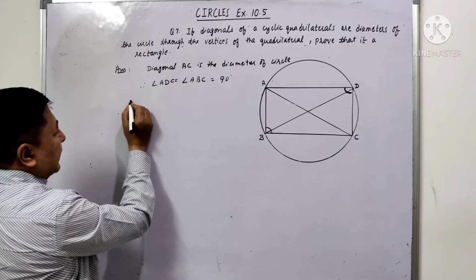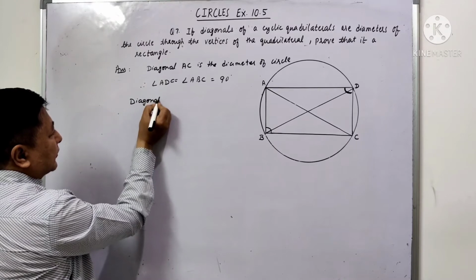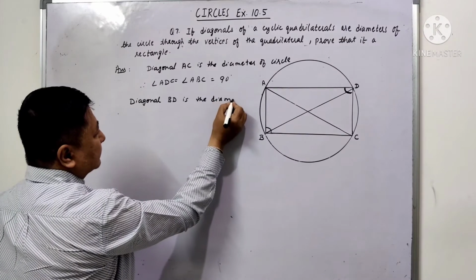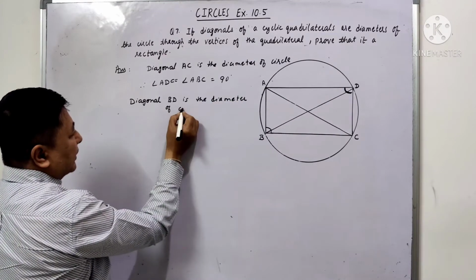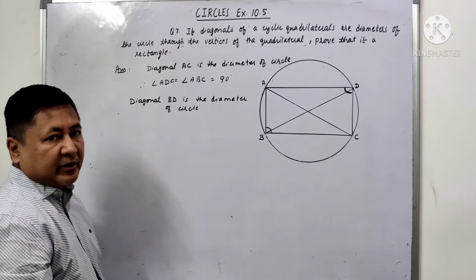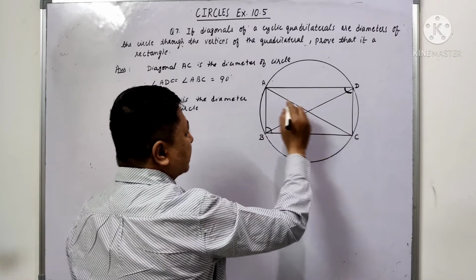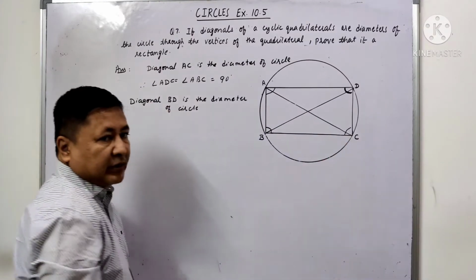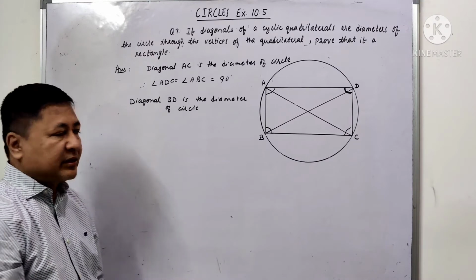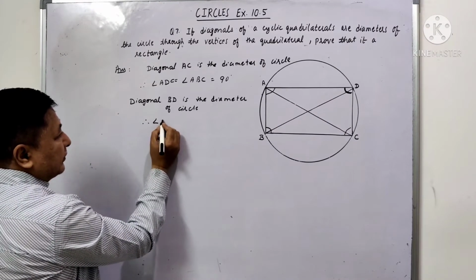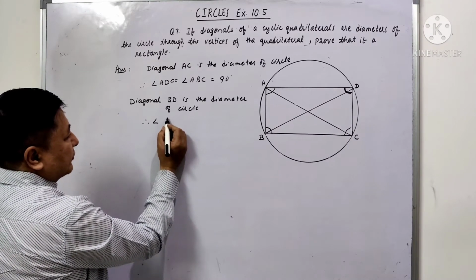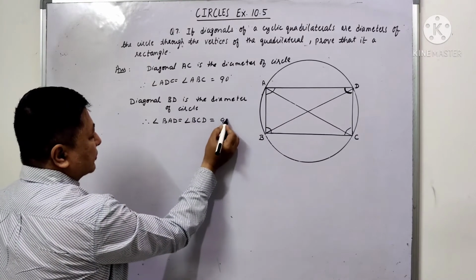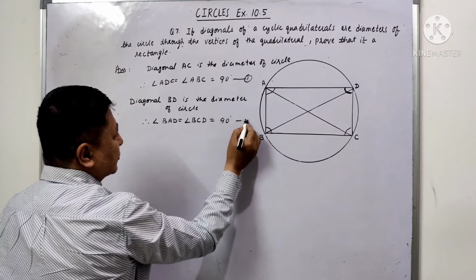Now similarly, diagonal BD is the diameter of the circle, and we know that the diameter again divides the circle into two equal parts, that is semicircles. So since BD is the diameter, it will cut the circle into two equal parts. So this angle and this angle will also be 90 degrees, as we know that an angle in a semicircle is a right angle. Therefore, since BD is the diameter, angle BAD is equal to angle BCD is equal to 90 degrees. This is equation number 1. This is equation number 2.